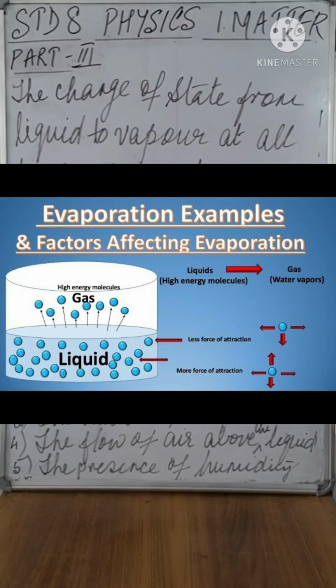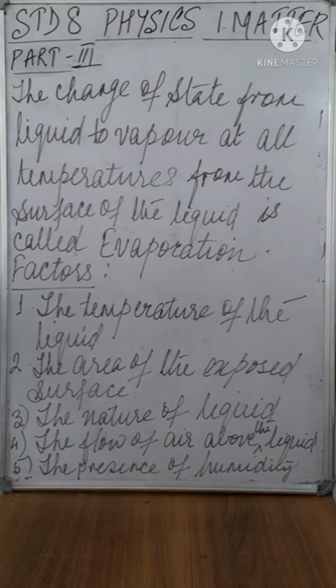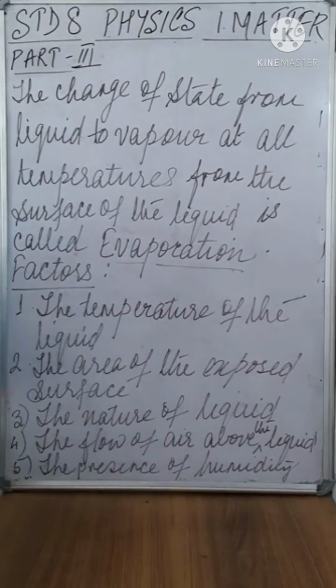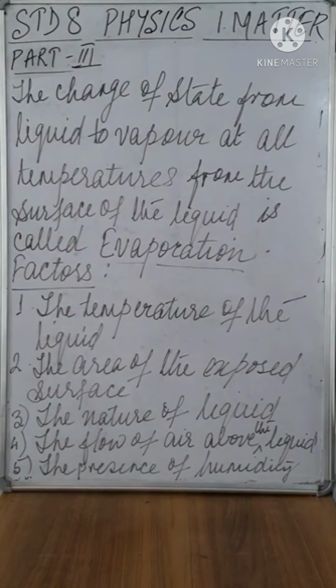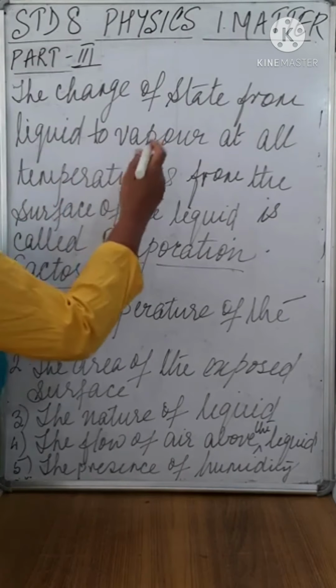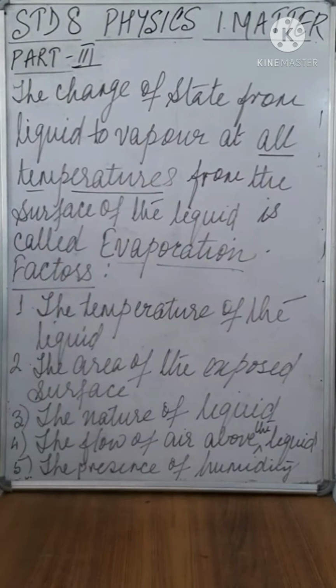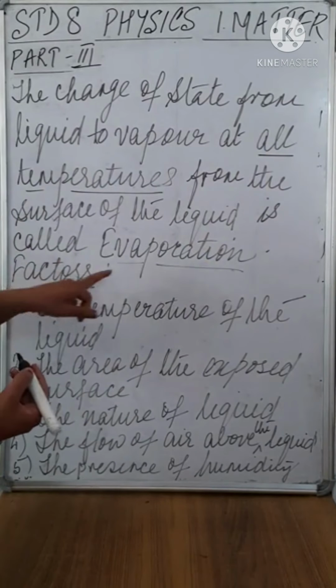Next, change of state is evaporation. In case of evaporation, the change of state from liquid to vapor at all temperatures. It takes place at all temperatures from the surface of the liquid and is called evaporation.